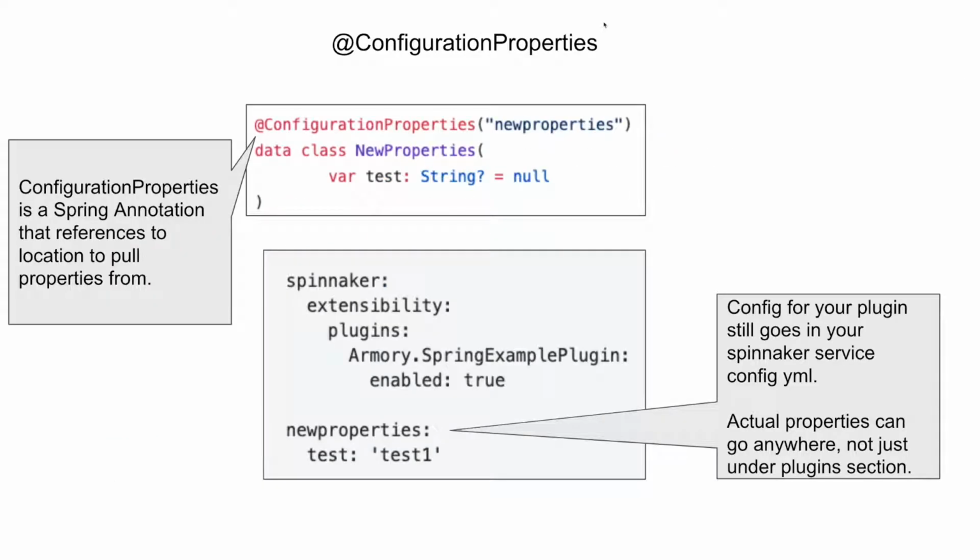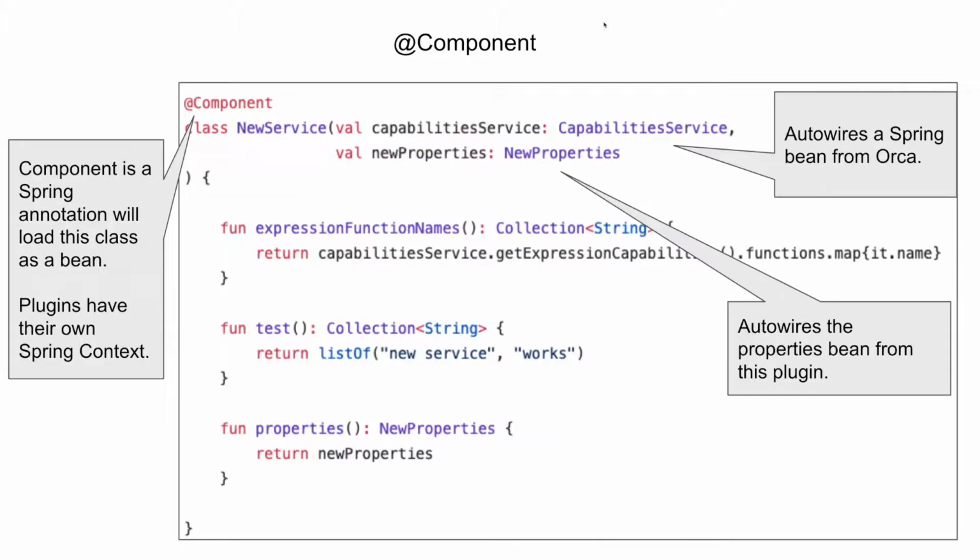So properties are done a little differently as well. Configuration properties is a Spring annotation that we're making use of here, and the properties can be anywhere you want them to be in the config YAML. Here you can see that we're pulling new properties from the root. Component is a Spring annotation that will load this class as a bean.